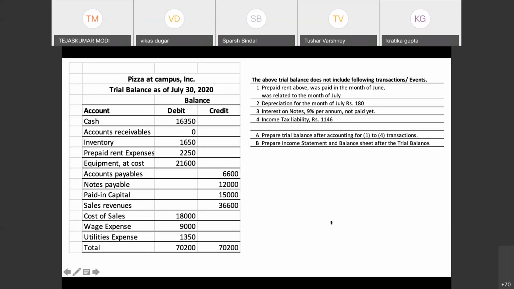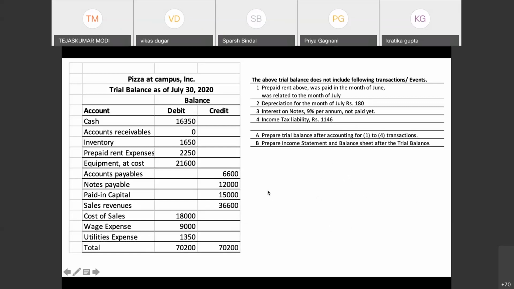How do we calculate the interest? Interest is 9% per annum. Sir, notes payable is mentioned in the transaction, so maybe with the help of that we can find out the expense of interest. Okay, very good, beta.